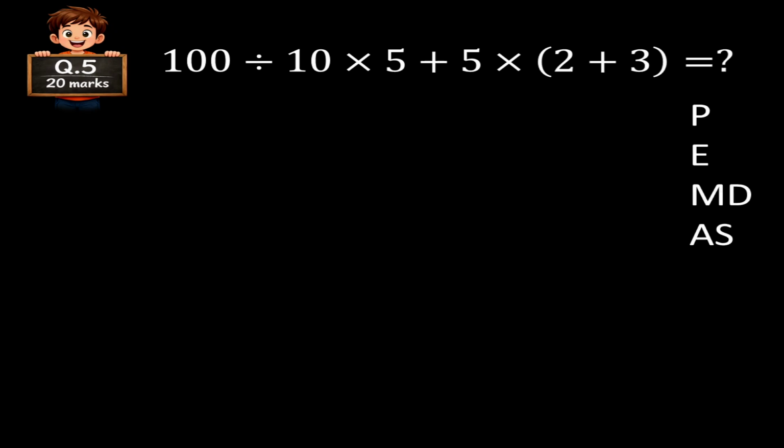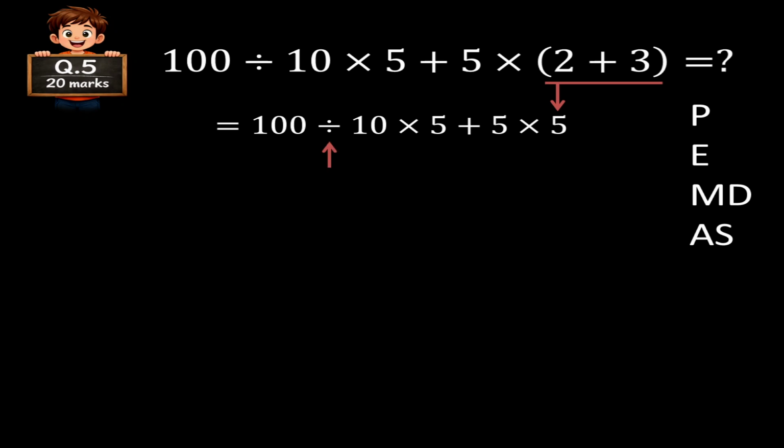Now let's solve this question by using the PEMDAS rule. Okay. So according to PEMDAS, first we have to solve this parenthesis, 2 plus 3. So 2 plus 3 is equal to 5. So the expression becomes 100 divided by 10 multiply 5 plus 5 multiply 5. Now we have one division, one multiplication, one addition and another multiplication.